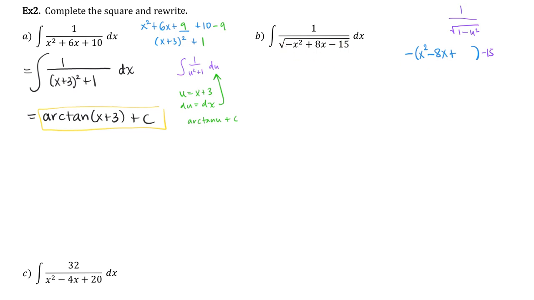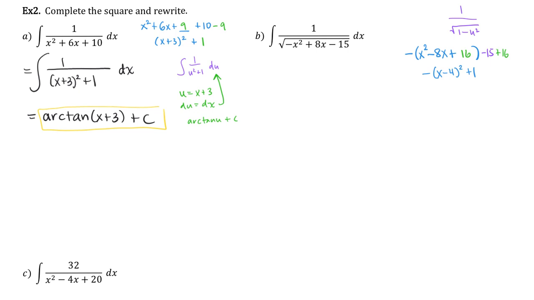Okay, to complete the square, half of 8 is 4, 4 squared is 16. I'm going to be careful here, because I did add 16, but it's in parentheses, so this represents a negative 16. So to cancel out the negative 16, I need to put a plus 16, which means that this can be rewritten as negative (x minus 4) squared. Negative 15 plus 16 is 1.